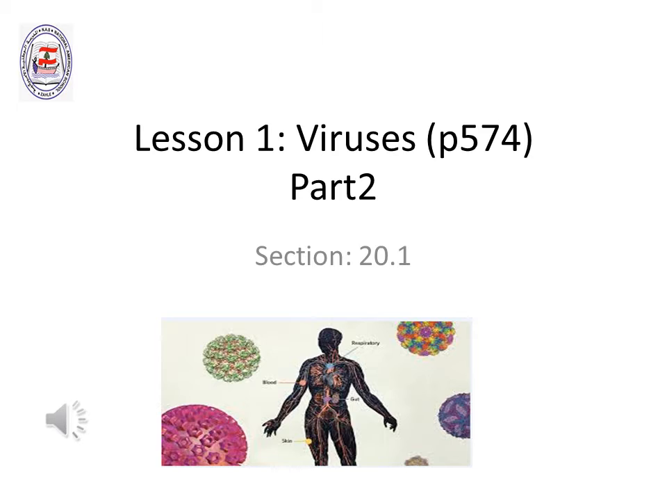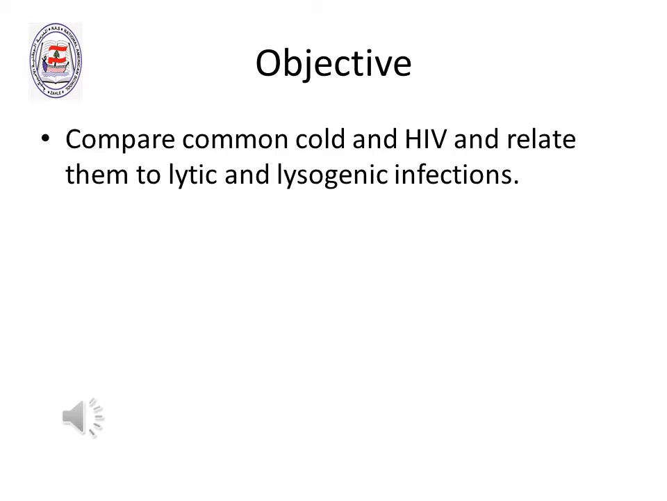Today is Monday, March 16, and let's continue Lesson 1, Part 2, about viruses. Please make sure that your books are in front of you and open them to page 574. The objective of this section is to compare the common cold and HIV and relate them to lytic and lysogenic infection.